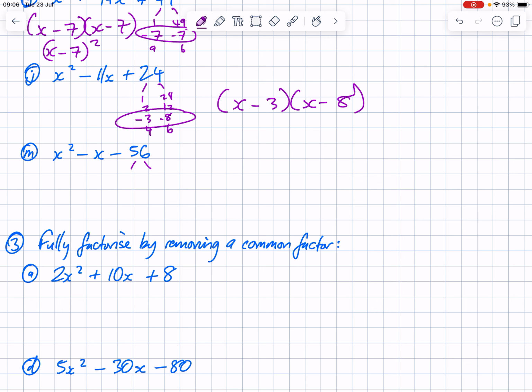Last one of this group. Factors of 56: 1 and 56, 2 and 28. Ooh, this is testing my times tables. Does 3 go into 56? 56 divided by 3? No. 56 divided by 4? Yes. So no 3. 4 and 14.